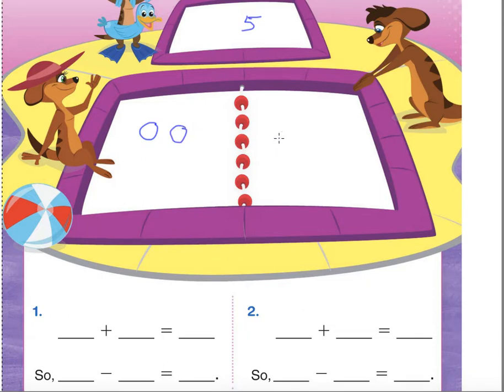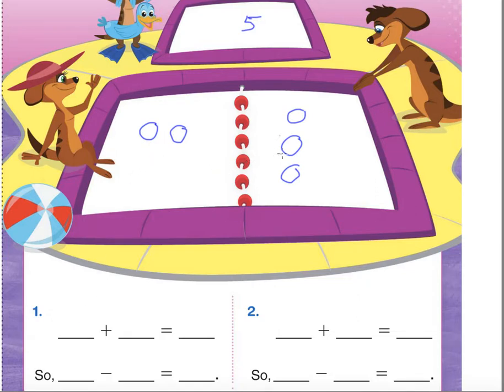And what if we had to find the other part? Well, we know how to do that already. We can count on. That's simple, right? We've done that before. So we're going to count on from 2 all the way to 5. So 2, 3, 4, and 5. We found our parts. We have our total number. We're ready to write some addition sentences.